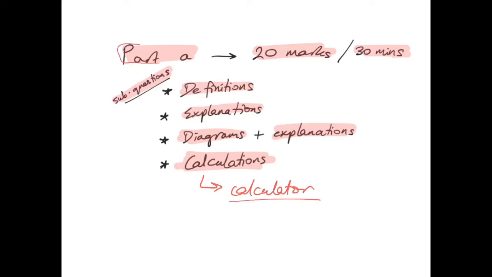Remember that you are allowed a calculator for this paper. So this is part A. About 7 or 8 sub-questions. You may be asked to define key terms, write short explanations, illustrate a concept by drawing a diagram and explaining the diagram, or performing calculations.